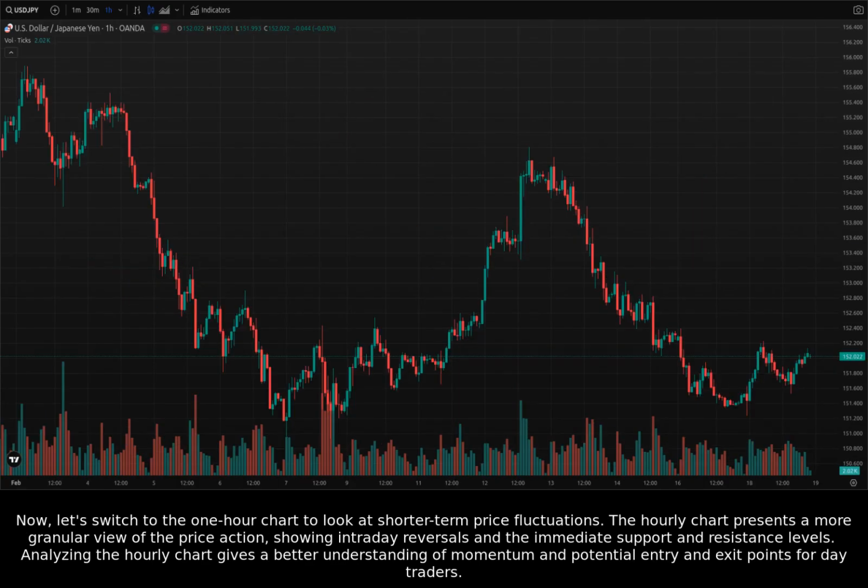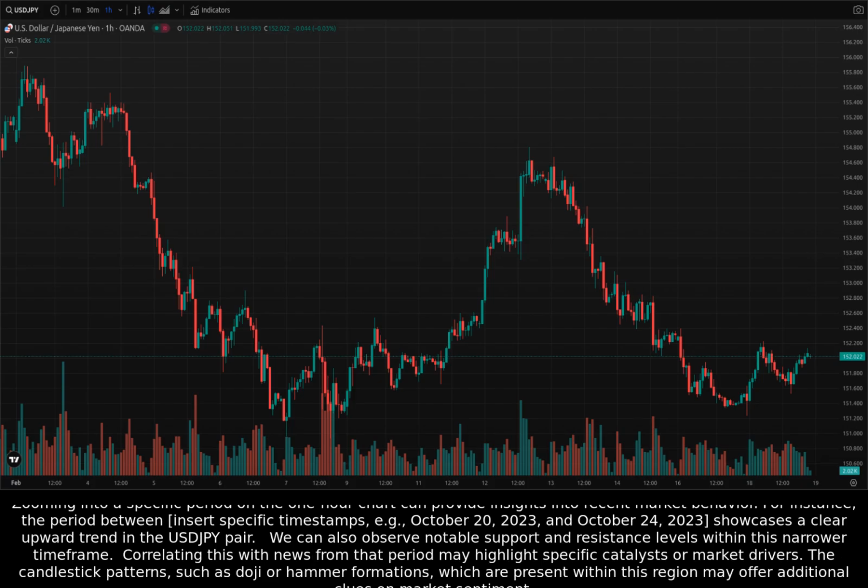Now, let's switch to the one-hour chart to look at shorter-term price fluctuations. The hourly chart presents a more granular view of the price action, showing intraday reversals and the immediate support and resistance levels. Analyzing the hourly chart gives a better understanding of momentum and potential entry and exit points for day traders. Zooming into a specific period on the one-hour chart can provide insights into recent market behavior.